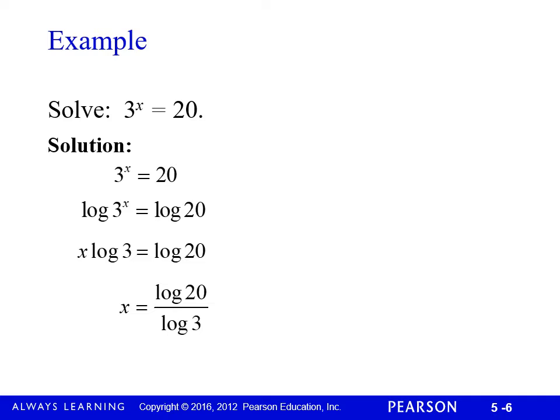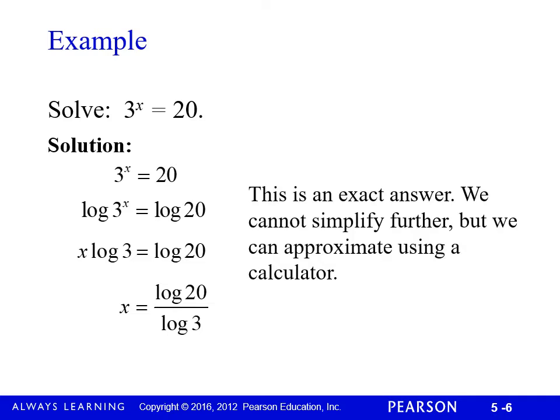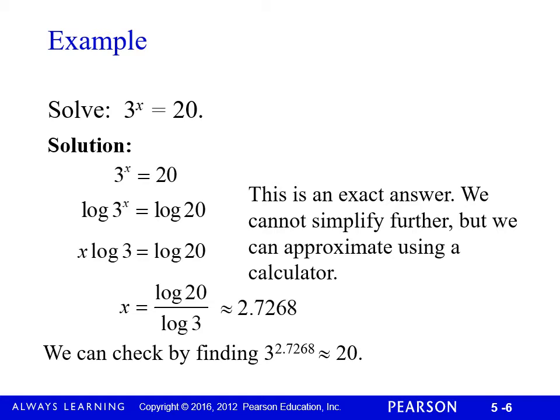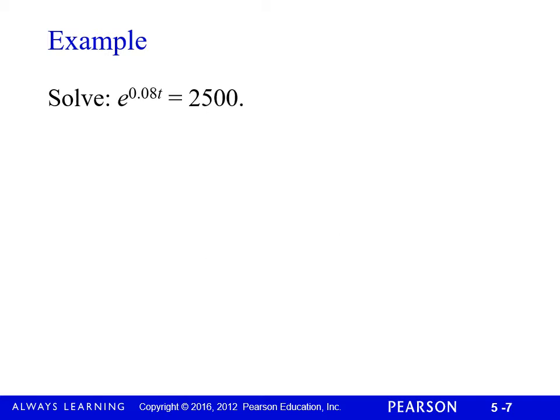And now we have the exact answer for x. We cannot simplify this further, but we can approximate again using our calculator, and we get x is approximately 2.7268. So the solution is about 2.7268. Let's look at another example.